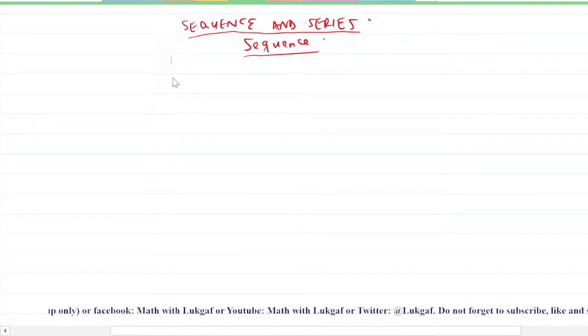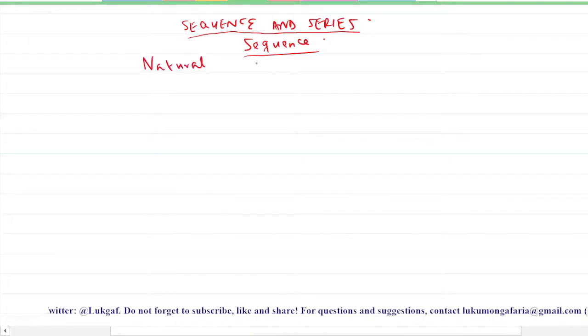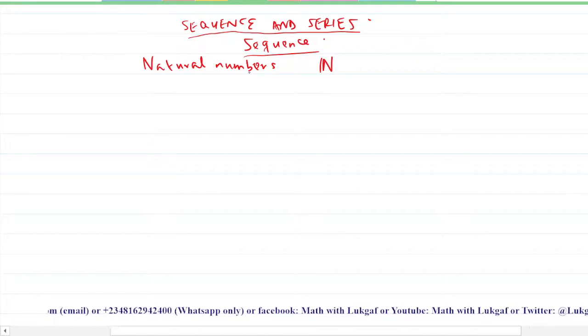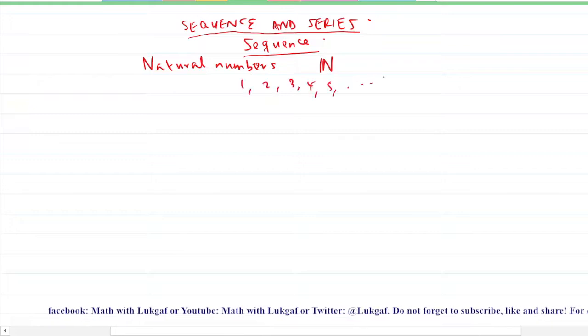In your primary school, you will have come across what we know as natural numbers. When I say natural numbers, they are those numbers denoted by N, which are the set of counting numbers. Those are the numbers we were exposed to in primary school. For example, 1, 2, 3, 4, 5 like this. This is an example of natural numbers, and natural numbers like this are an example of a sequence.